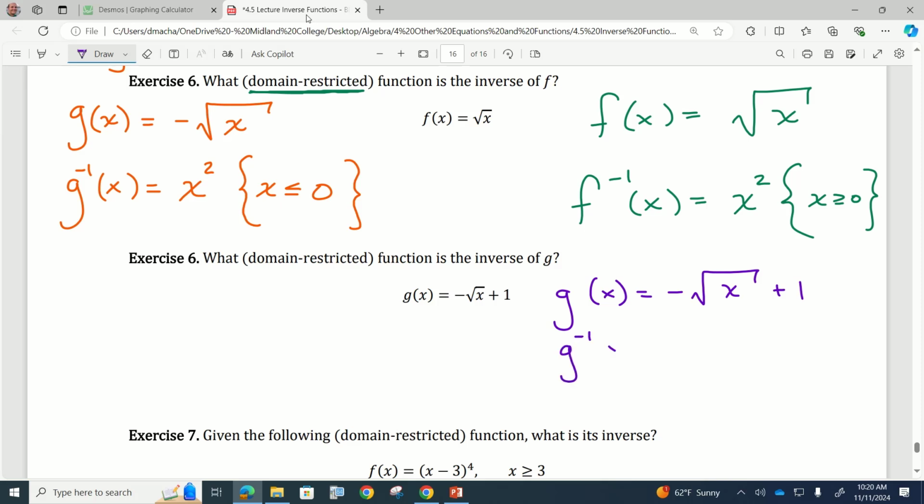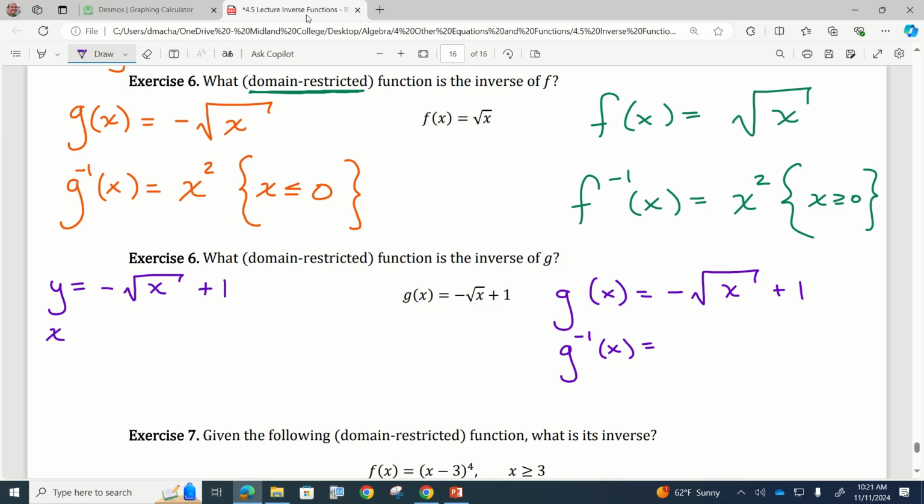The inverse function is, well, let's go ahead and show every step of our work. I don't want to miss out on anything here. Don't want to make any silly mistakes.